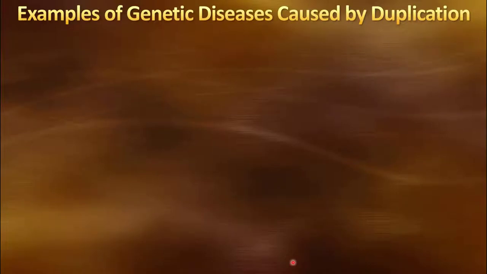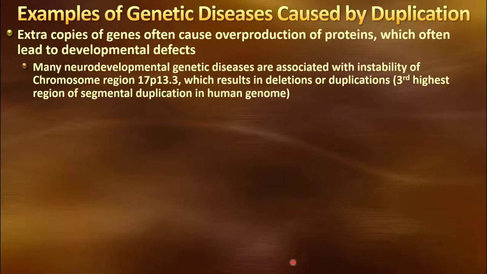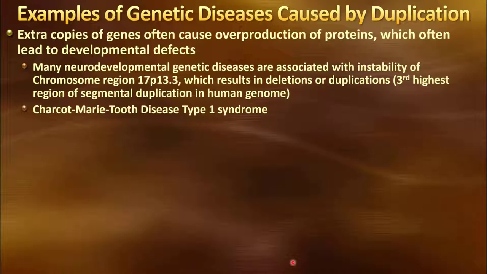Let's look at some examples of genetic diseases that are caused by duplications. Typically, extra copies of a gene will cause us to produce more of a particular protein, and that overproduction can lead to some developmental defects. We see a lot of neurodevelopmental genetic diseases associated with a particular section of chromosome 17. One of the common ones is the Charcot-Marie-Tooth disease.